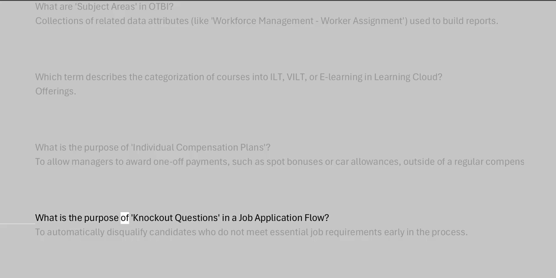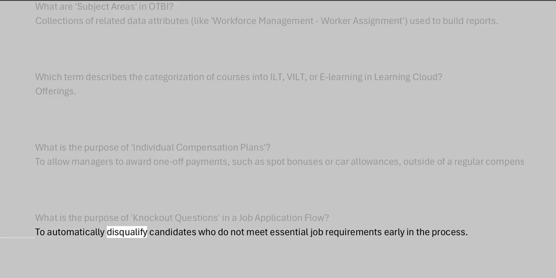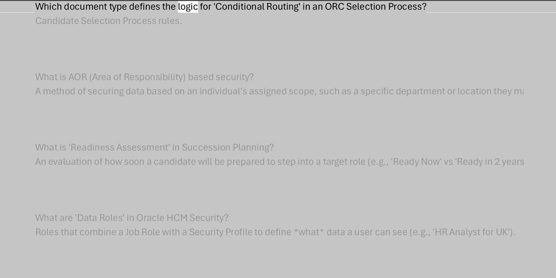What is the purpose of knockout questions in a job application flow? To automatically disqualify candidates who do not meet essential job requirements early in the process. Which document type defines the logic for conditional routing in an ORC selection process? Candidate Selection Process Rules. What is AOR, Area of Responsibility, Based Security?